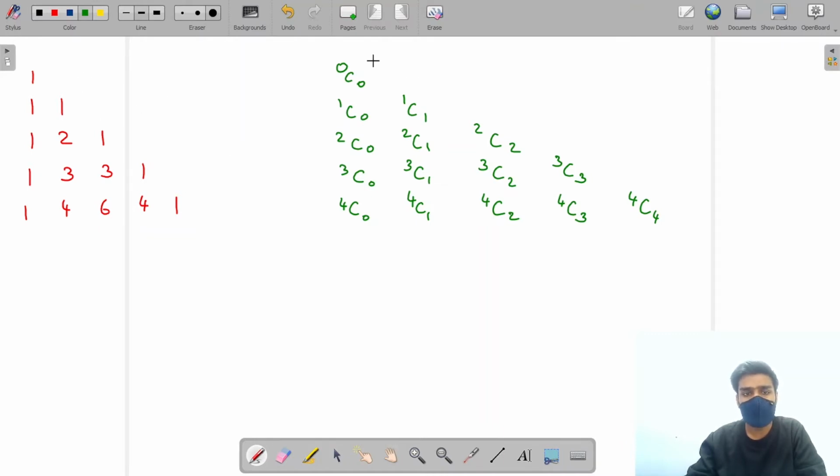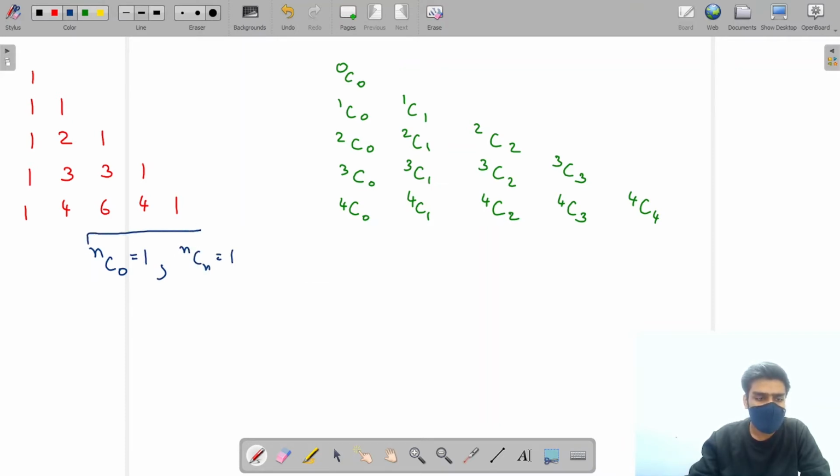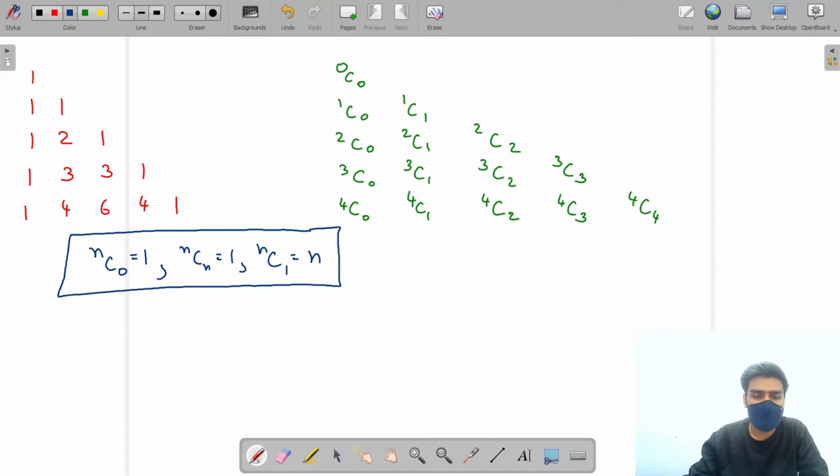So how will we get it? There are some properties or basic formulas for Pascal triangle. One is NC0 is always 1 and NCN is always 1. These two formulas are very simple and you have to remember them, because in this question we will use them a lot. And there is one more formula: NC1 is N. These three formulas will be used a lot in this question.